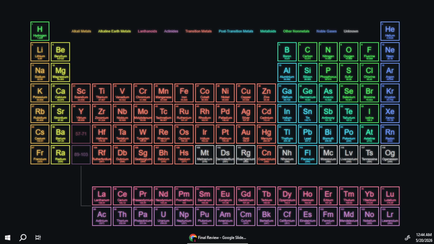Next one, we have chemical naming. So all the names, when they bond together, they always end with IDE. So for example, LiF. This is lithium fluoride.